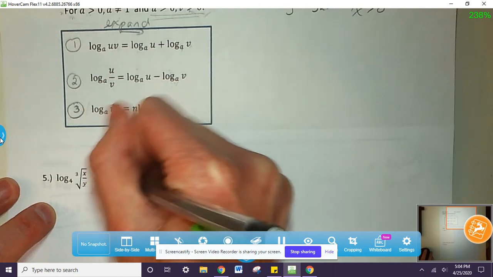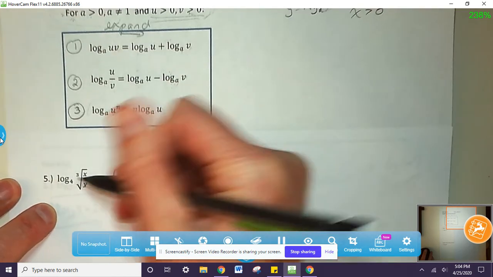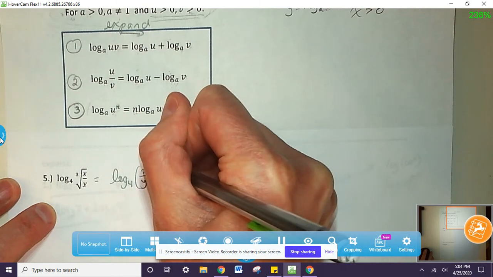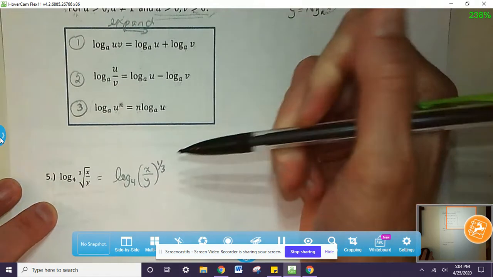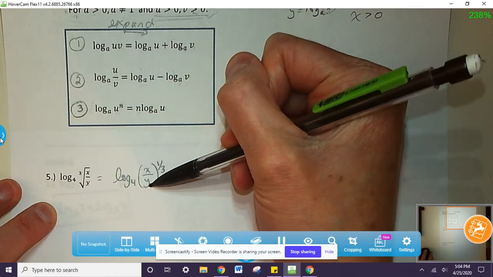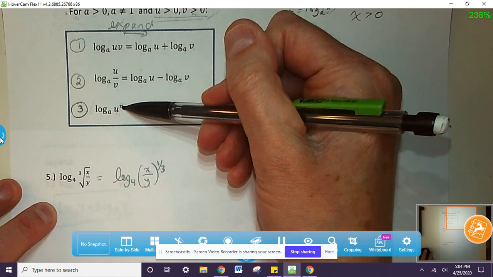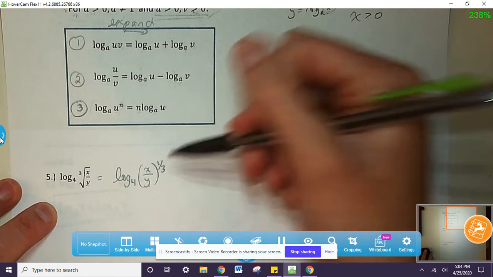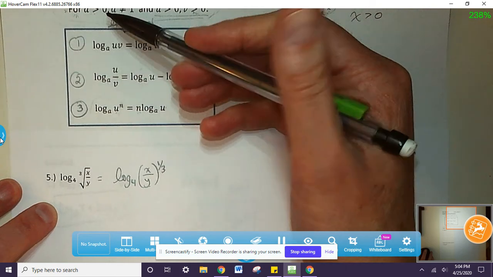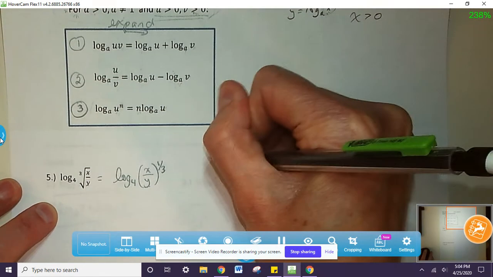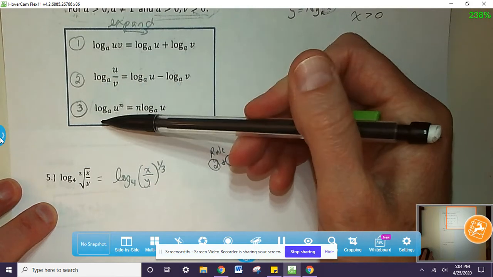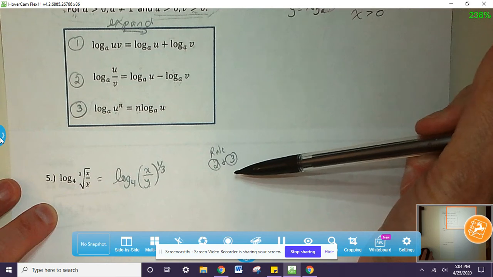Well, if we rewrite the cube root with a 1/3 power, then you will see that we have a fraction, that's the x over y, and we have an exponent, that's the 1/3. So the two rules we're going to use are 2 and 3. We're not going to use rule 1 this time. And again, these are not official names. It's just easier to refer to them as 1, 2, and 3.